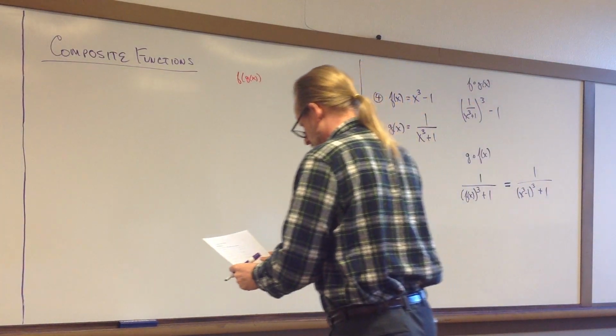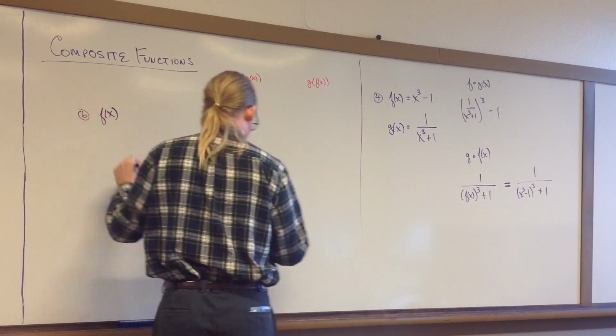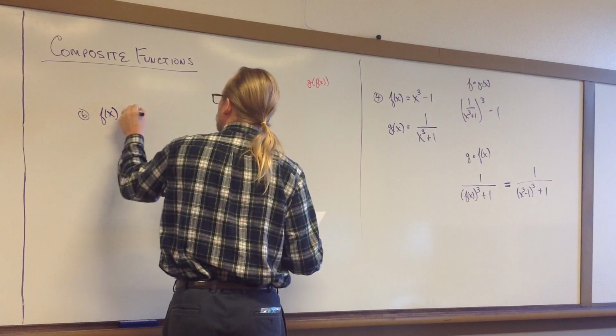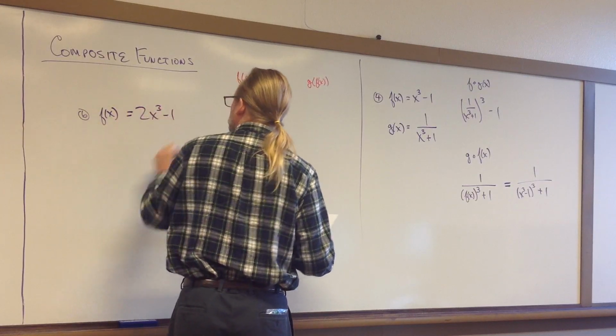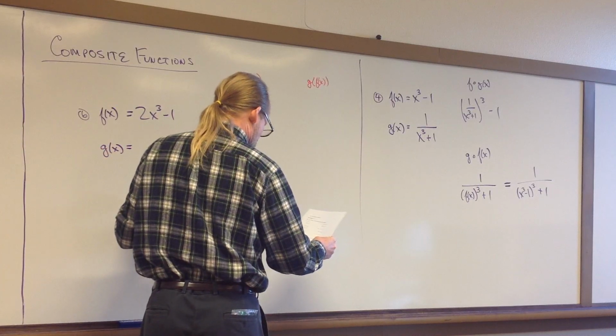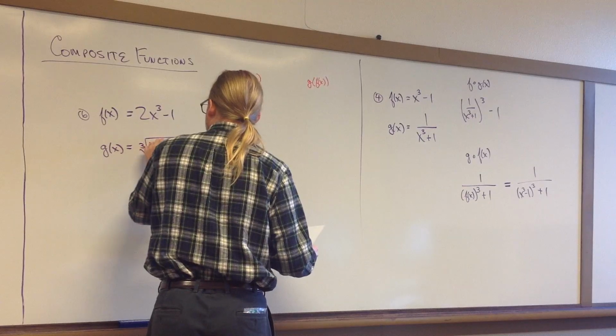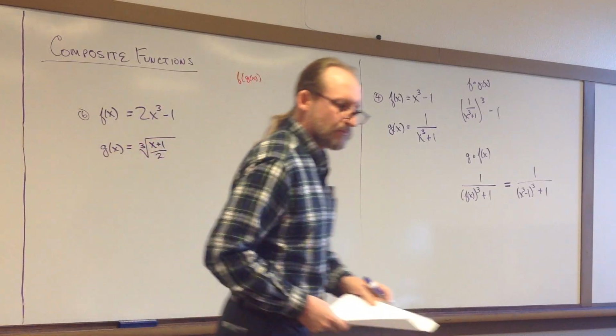Problem 6, f of x equals 2x cubed minus 1, g of x is the cube root of x plus 1 over 2. All right?